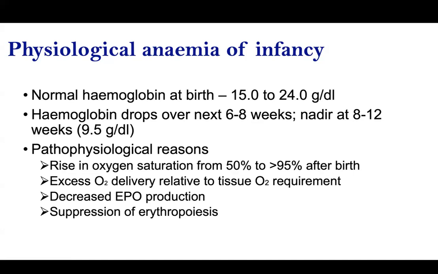Don't be alarmed. Look at the other cell lines. Look at the red cell indices, which we are going to describe in the next few slides. And if they all are normal, just disregard. You don't even have to repeat it. It will be a physiological thing. But if you want to make sure, just repeat it around 6 months to make sure it has gone up to 10.5. So that's one take-home message.